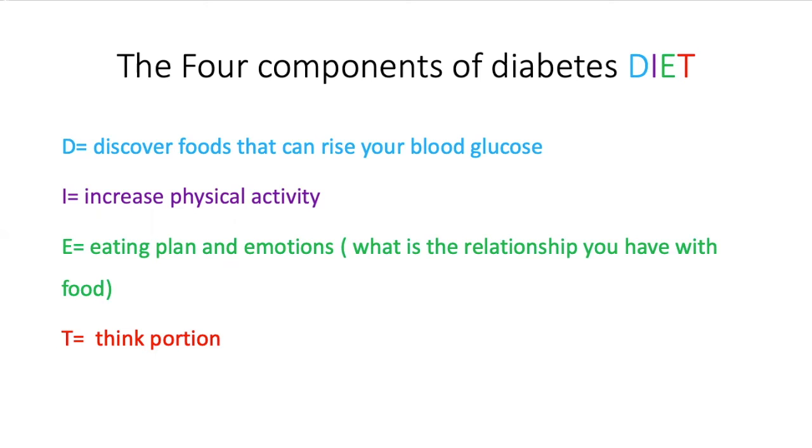And the T stands for think portion. Portion control is the key when you deal with diabetes diet. The reason being is we can eat anything and everything in moderation. That's the key. That's why it's important to know our portion. As I previously went over, the plate method is the best way to understand and know our portion, how much we eat.